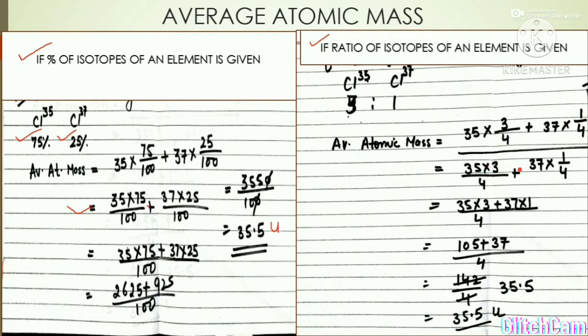Then again 35 into 3 plus 37 into 1 upon 4. We have taken 4 as the LCM. 105 plus 37 by 4, and after calculation we again get the average atomic mass as 35.5. So the answer is the same. If isotopes are given in ratio or in percentage, the average atomic mass will remain the same. So there are different methods of calculation. You can go through this calculation.